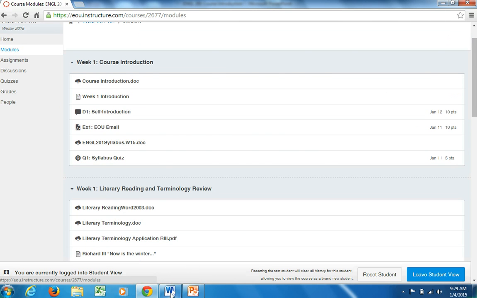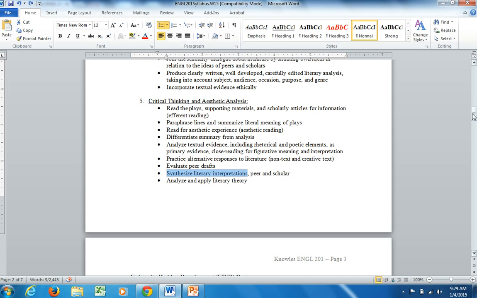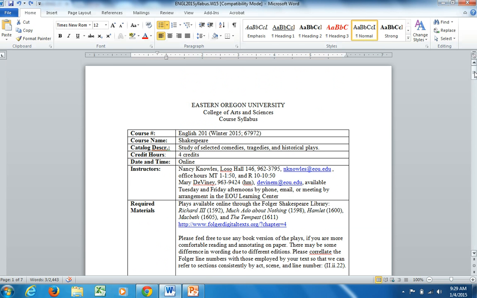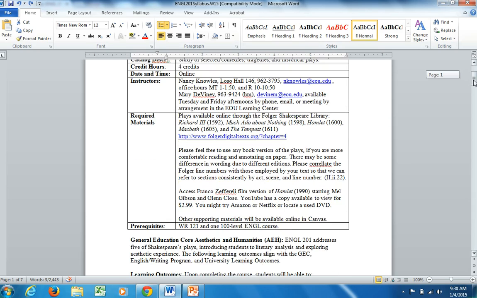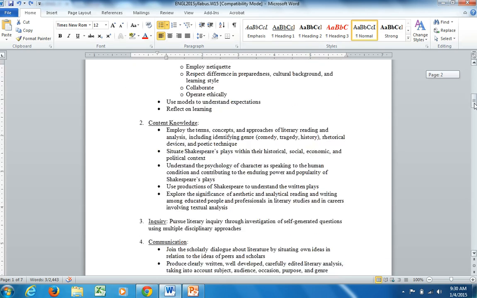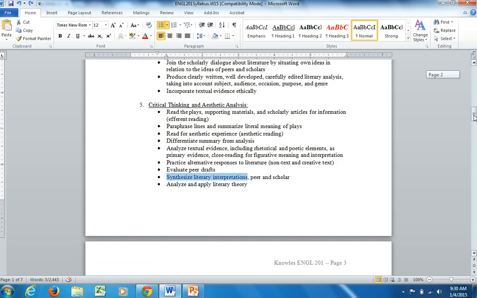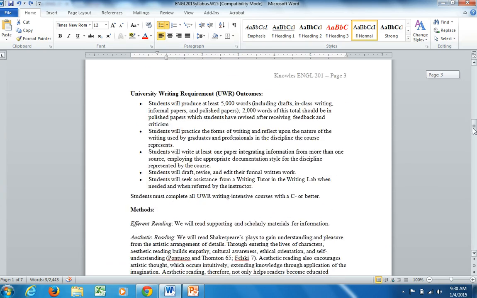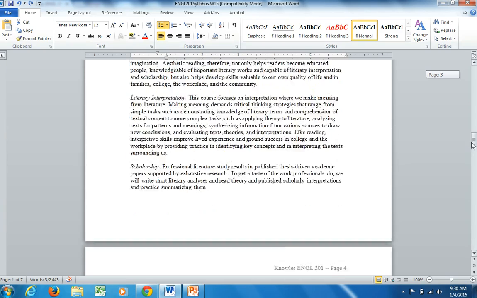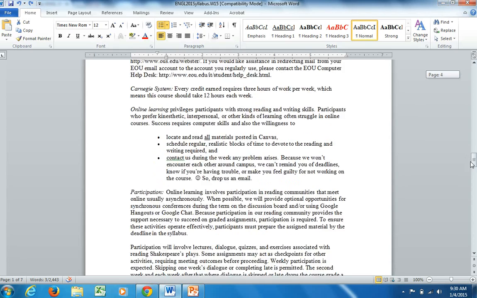Okay, now I'm going to go take a look at the syllabus. Here it is. There are no required books. We'll be relying on digital copies of the plays from the Folger Shakespeare Library. So that's a benefit in terms of cost. If you do like to read print versions, there are plenty of used bookstore versions of Shakespeare available. You can go access those and read in book form, which I like to do.